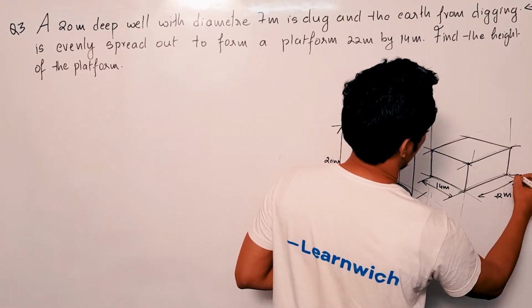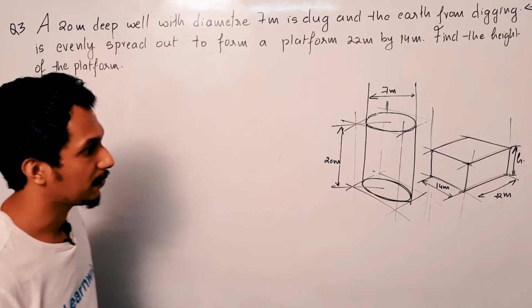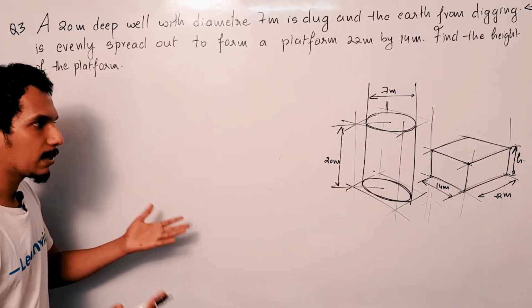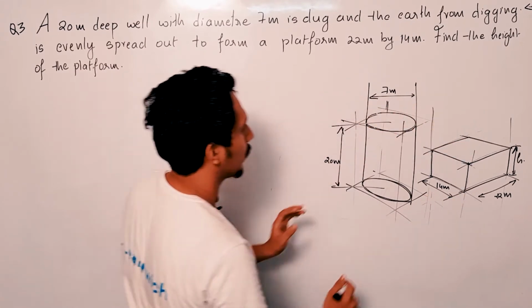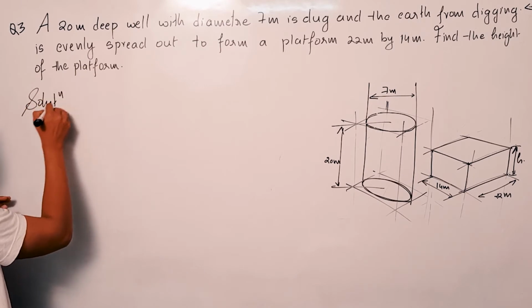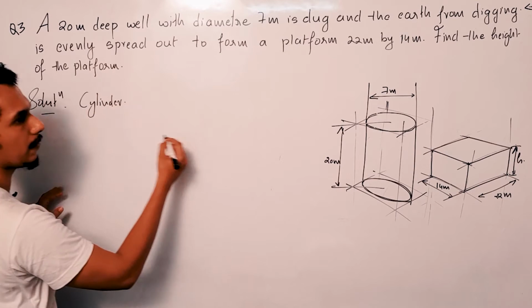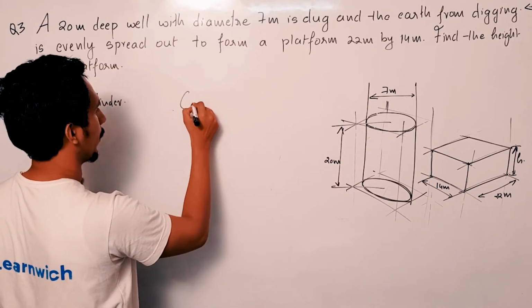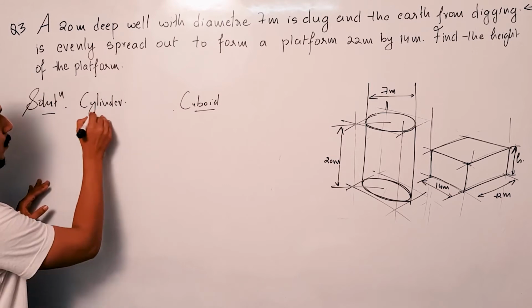So let this be the height. That is the height of the platform. So what is it? Just like before, the volume of this well is equal to volume of this platform. So we have two things here. We have a cylinder, and we have a cuboid. That's a platform. Okay, what are the things given? What are the dimensions given?